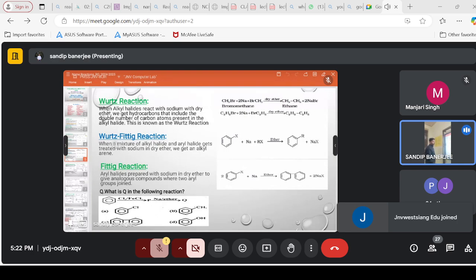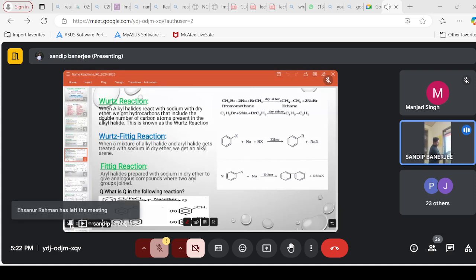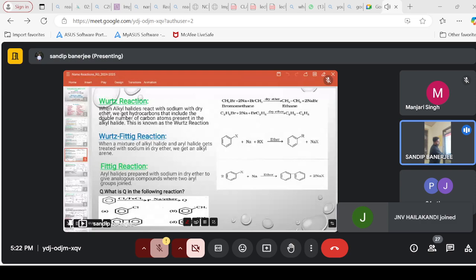Now, if you have no questions, you can go through this problem mentioned at the bottom. Look at this. Here the question is, what is Q? Here it is benzene plus Cl2, AlCl3, then Na, ether, giving Q. You have to fulfill this reaction. You can take the help of your teacher and solve this question.